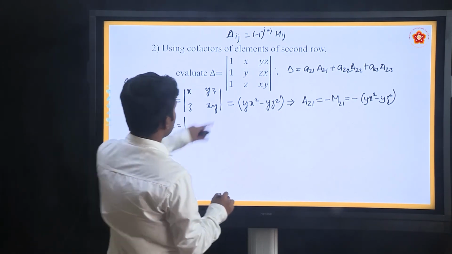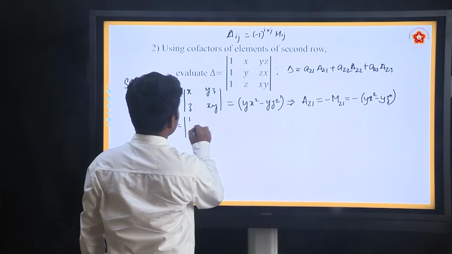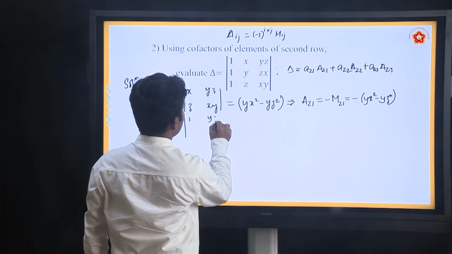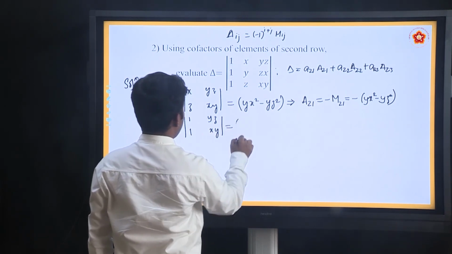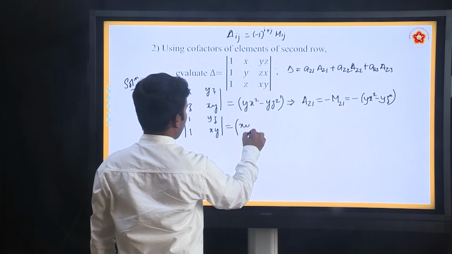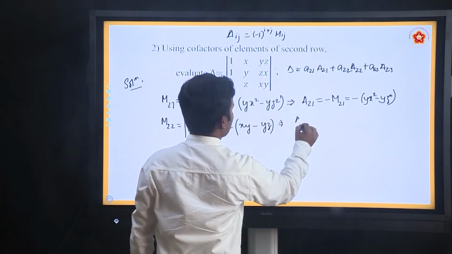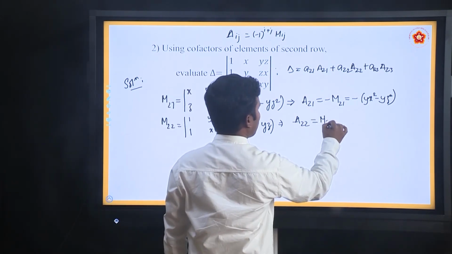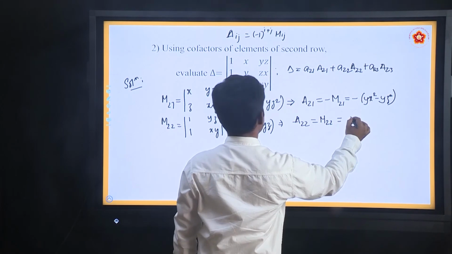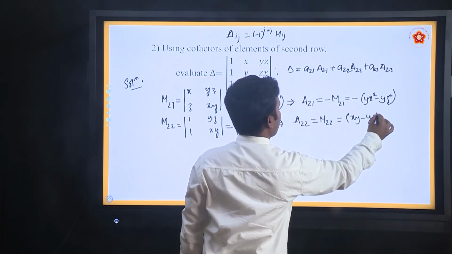Similarly, you can find M22. You just delete the second row and second column, and take the other elements in the determinant form: 1 y z and 1 x y. So, what is this? It is xy minus yz. Therefore, what is the corresponding cofactor? What is A22, which is nothing but M22, so that is nothing but xy minus yz.